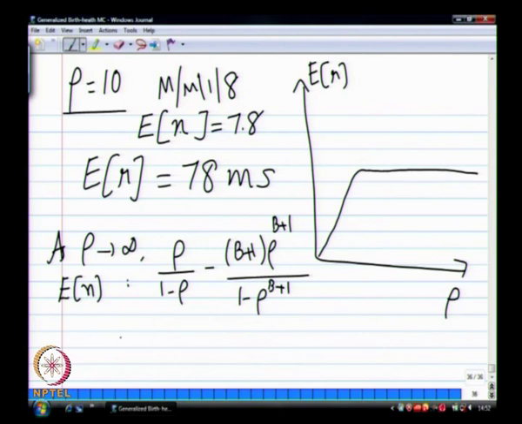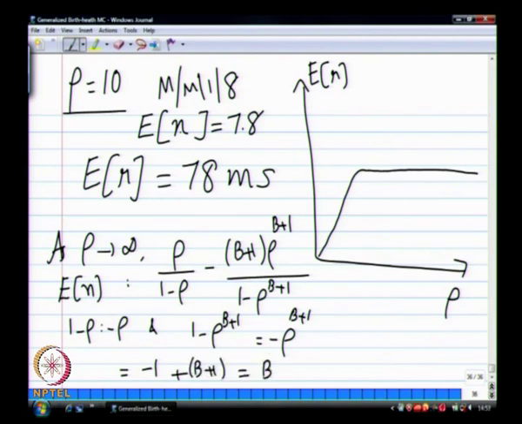So if I simply look at this expression and plug in rho equals infinity, right, what happens? 1 minus rho is nothing but minus rho, 1 is so small. And 1 minus rho b plus 1 also becomes minus rho b plus 1, right? The rho is so large that the 1 minus makes no difference to it at all. So you will have simply minus 1 plus b plus 1, everything else cancels, and that is what we should be having, right? If the load is very high, then all the slots in your system will be filled up.